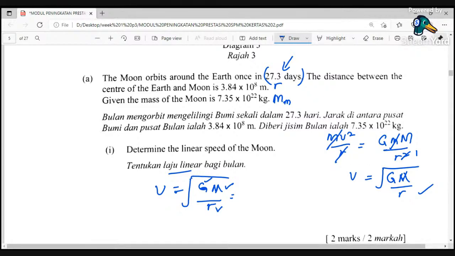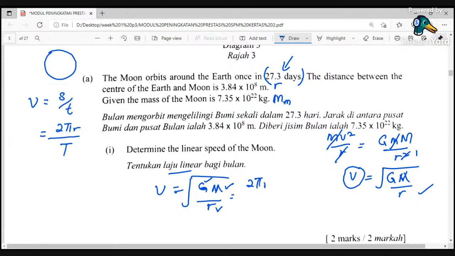Period T. Apa formula yang melibatkan period T? Formula v bersamaan dengan s divided by t ya. Kita baca soalan ini balik. Okay, the Moon orbits the Earth in 27.3 days. One complete rotation is just like the circumference of the orbit, 2 pi r. So the distance traveled for one complete orbit is 2 pi r, and the time taken is the period. So another formula that can be used for linear speed is 2 pi r divided by T. Okay, boleh guna formula ni.